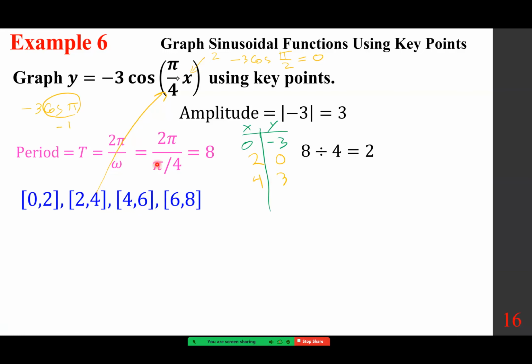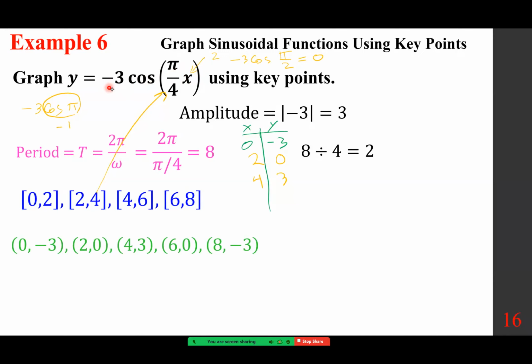Now I have only 6 and 8. If you plug in 6 divided by 4, it becomes 3 pi over 2. Cosine is 0, so 6 gives you 0. If you put 8, 8 divided by 4 is 2, 2 pi, cosine is positive 1. This makes it negative 3. So we have those pairs.